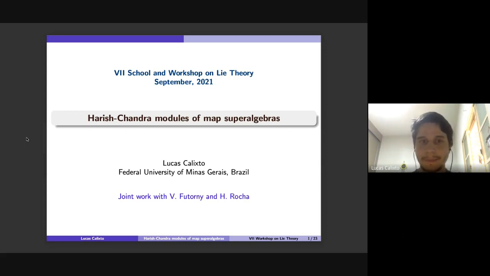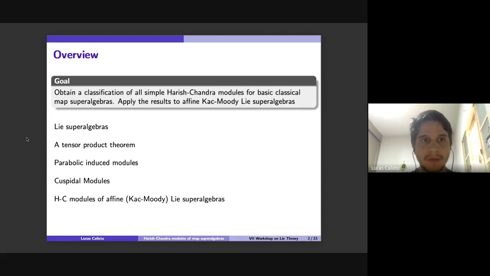All right, so here's a small overview of the talk. The goal of the talk is to obtain a classification of all simple Harish-Chandra modules for basic classical map superalgebras. I would also like to apply the results to obtain some family of modules over affine Kac-Moody Lie superalgebras. So this is the main goal.